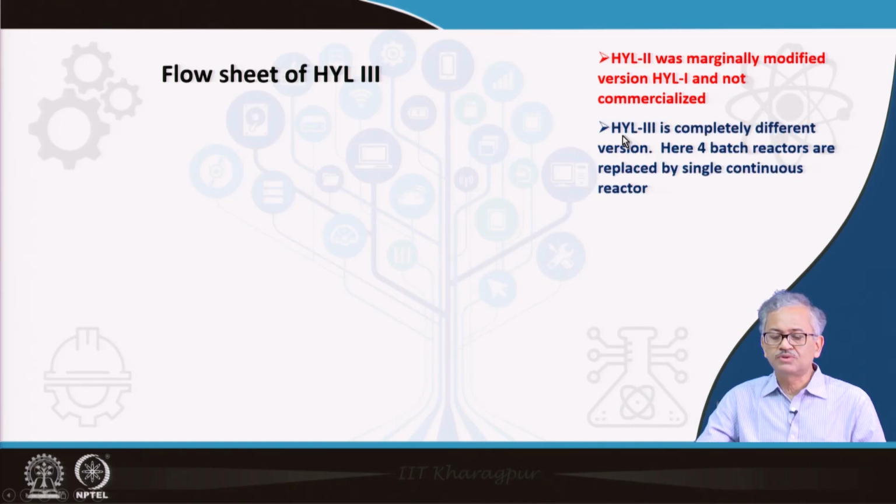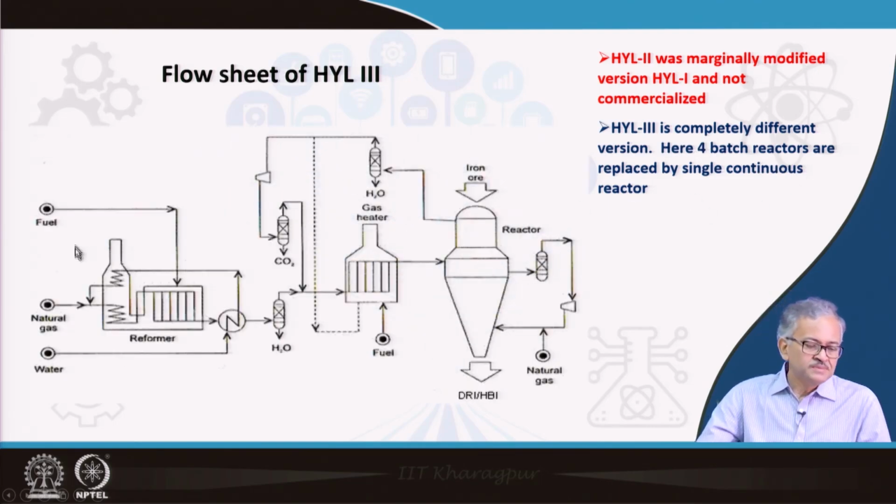I will go to the flow sheet for the HOL3 process. HOL2 was marginally modified over the HOL1 and not commercialized. HOL2 process was not commercialized. Then came the HOL3 process. HOL3 is a completely different version. Here the 4 batch reactors are replaced by a single continuous reactor, as I said.